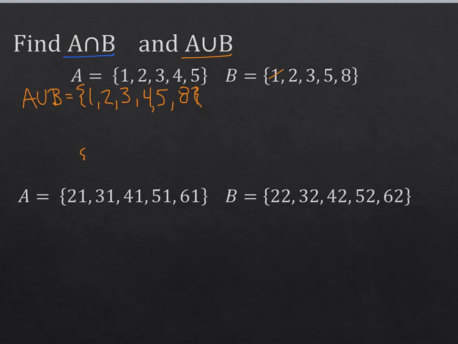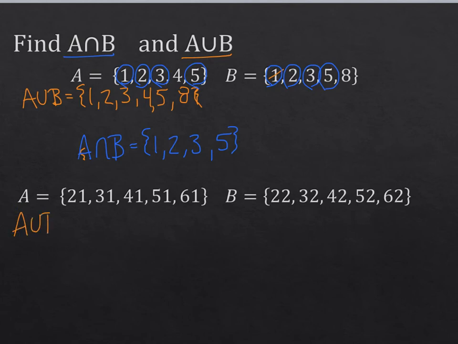Let's look at the intersection, A intersection B. They both have 1's. They both have 2's. They both have 3's. 4 is not in B. 5 is in B. 8 is not in A. So my intersection would be 1, 2, 3, 5. And that's my intersection.